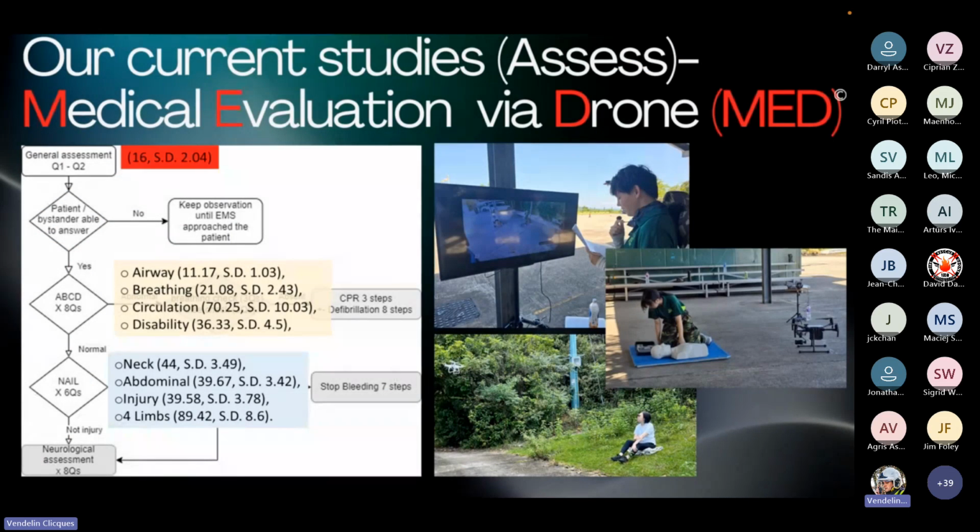The second project, which we have nearly completed, is called medical evaluation of drone. This is a scripted medical scenario. We fly the drone to the people, like in these photos, and the people in the remote area use the walkie-talkie to discuss the case with us, about what their condition is. And if the patient is conscious, he just raises or shakes his hand to reply yes or no. And then we assess the airway, breathing, circulation, and disability. And we are also able to check the neck, the abdomen, and any injury in the limbs as well.